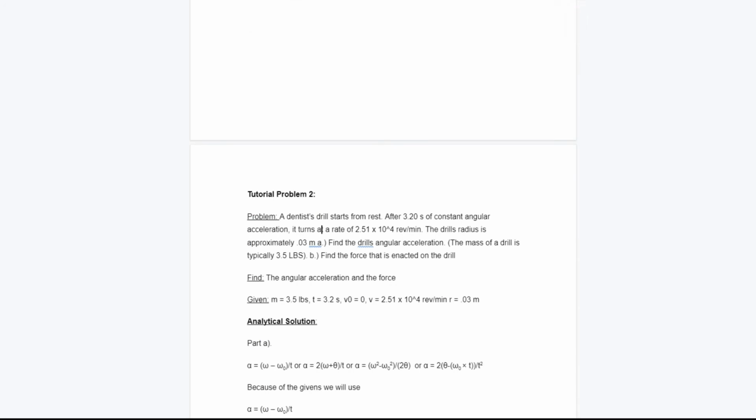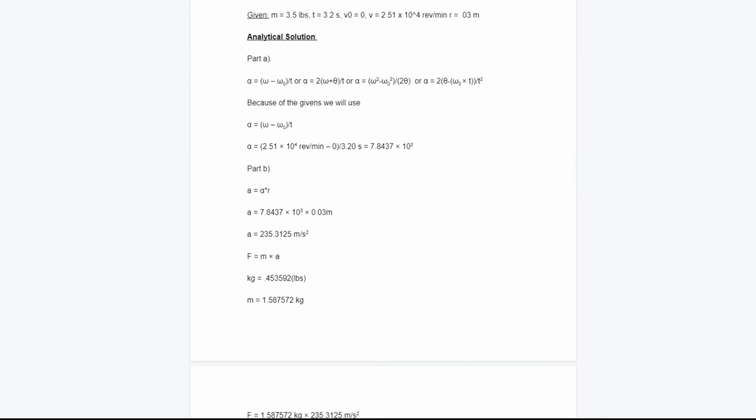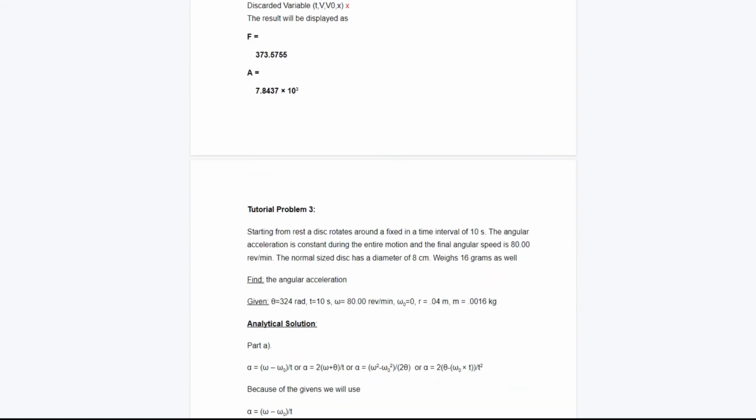So tutorial problem 2 is pretty much identical to tutorial problem 1. The only difference is we are able to use a different kinematic equation. So for that as well, we come down to the code here. Our discarded variable would be x, aka theta. And then we go down to tutorial problem 3.